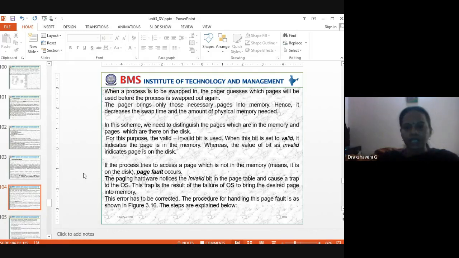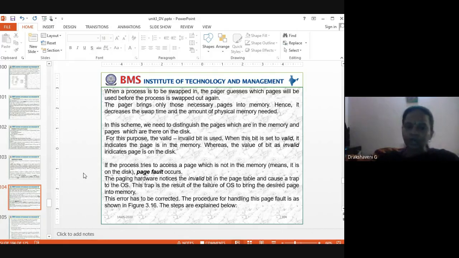When a process is to be swapped in, the pager guesses which pages will be used before the process is swapped out again. The pager brings only those necessary pages into memory. Hence, it decreases the swap time and the amount of physical memory needed. For this purpose, a valid and invalid bit is used. When this bit is valid, it indicates the page is in memory, whereas when the bit is invalid, it indicates the page is not in memory but on the disk.